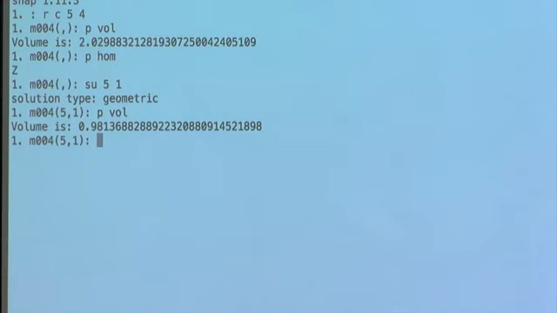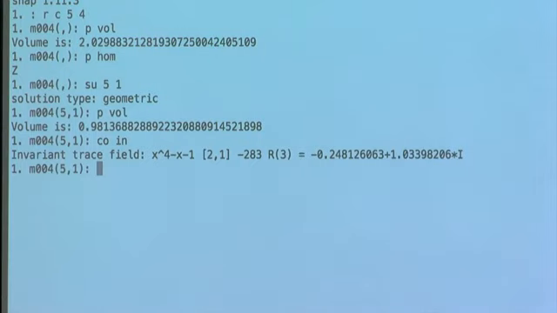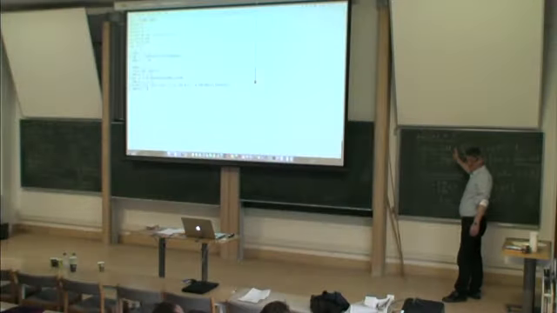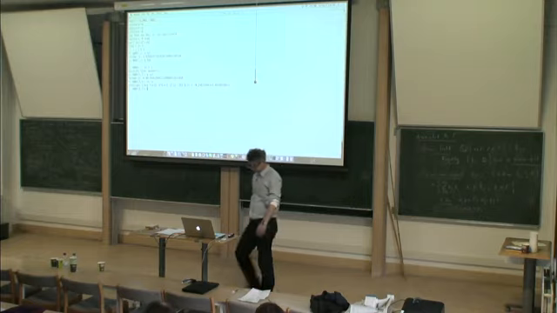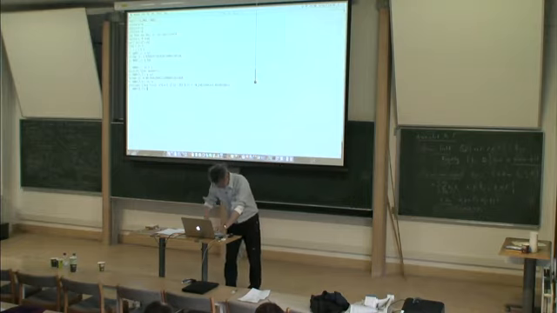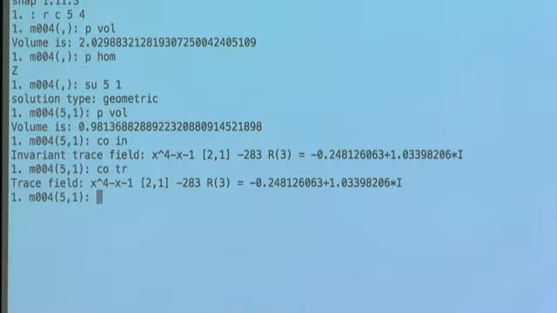Right, so that's the volume, and now we can do things like compute the trace field. Now I'm going to do something that says co-in. So there's something called the invariant trace field, and I'm not going to get into that here and worry about the difference between the trace field and the invariant trace field. For this particular manifold that I've computed, 5-1 surgery, the trace field is the invariant trace field. And the reason for that is the homology is finite and it's got odd order. Okay, so again, there's niceties here that we need not concern ourselves with.